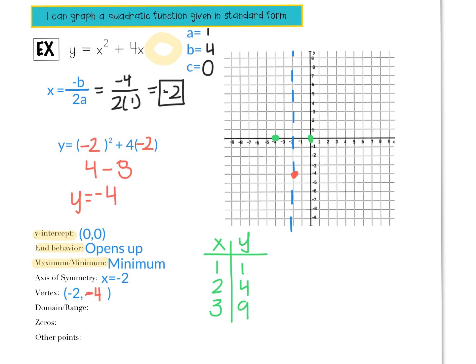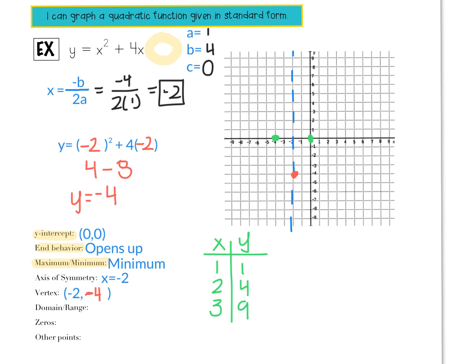When I have a movement of 2 left or right, the y value is going to go up 4. When I have a movement of 3 left or right, the y value is going to go up 9. So let's look at this in context of this problem. Since my A term, which we talked about, tells if it opens up or down, but it also tells if it has that vertical stretch or shrink. So the A term is a 1.